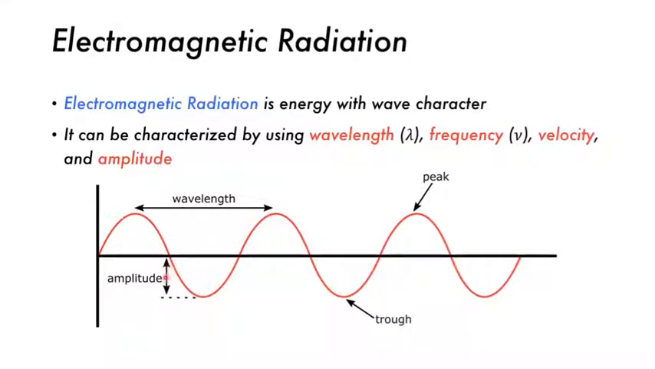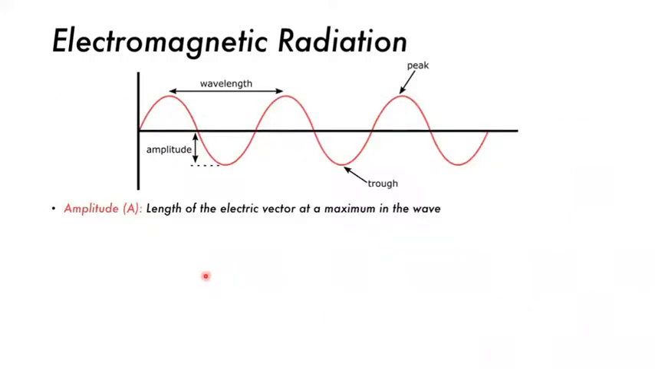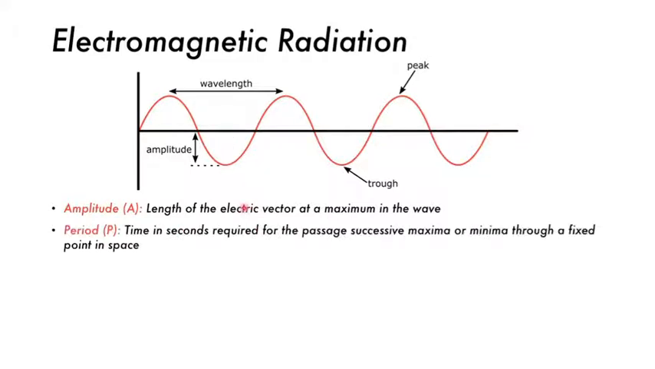And then the amplitude is going to be the distance between the origin and the peak or the trough. And so usually with electromagnetic radiation, the peaks and the troughs have the same amplitude. So the amplitude then is the length of the electric vector at a maximum in the wave. So basically it's just the distance from here to here. Vector is just a fancy way of saying the distance in a particular direction.